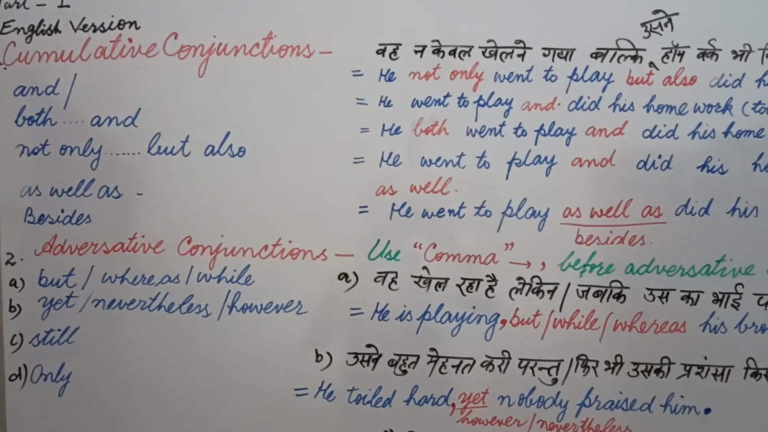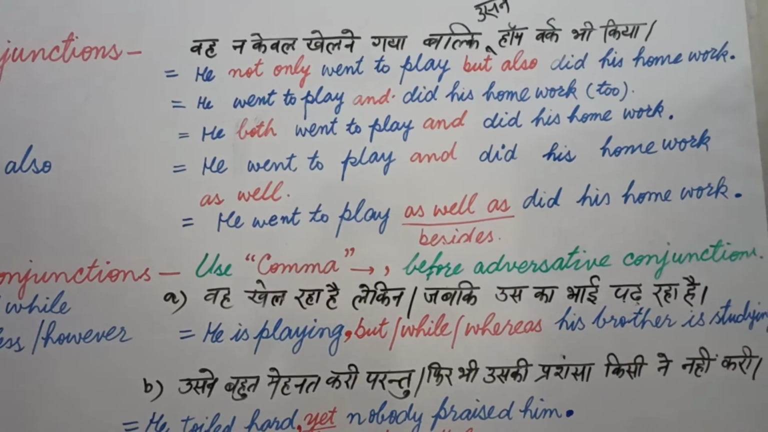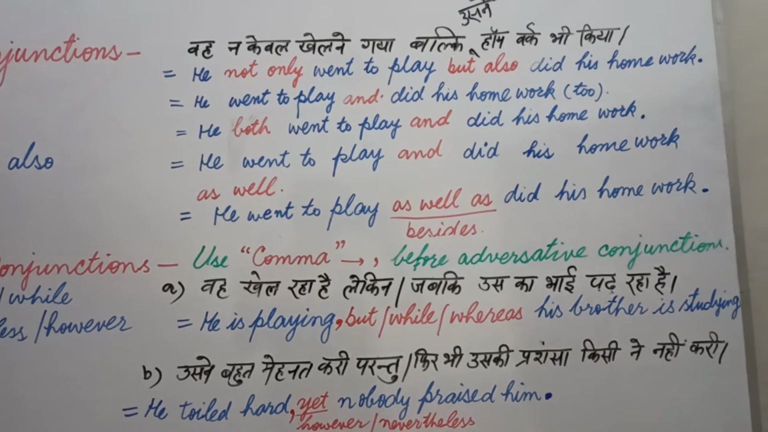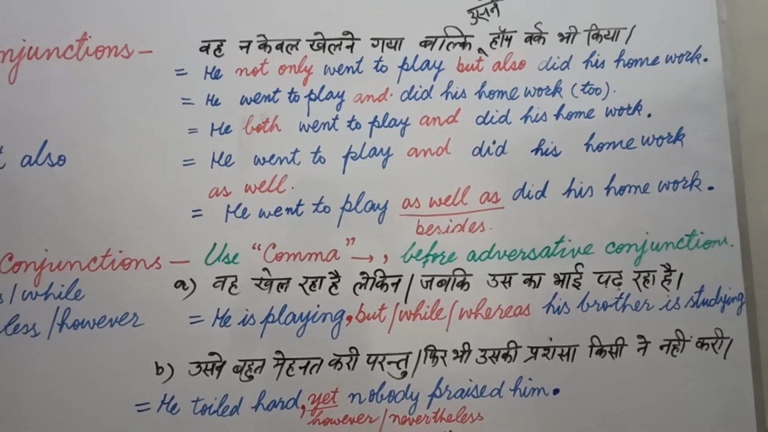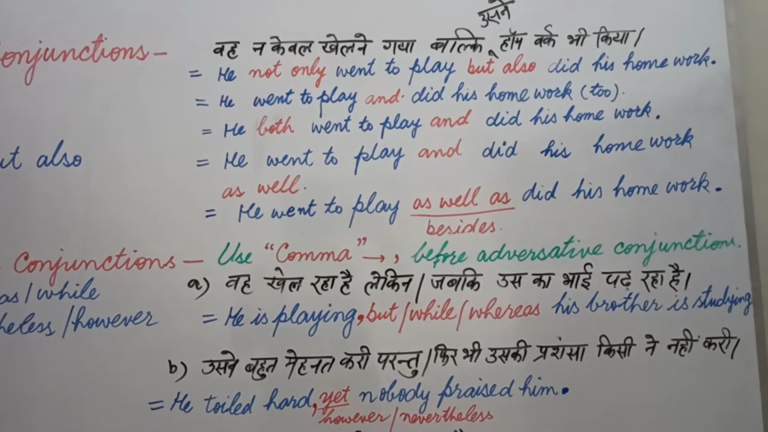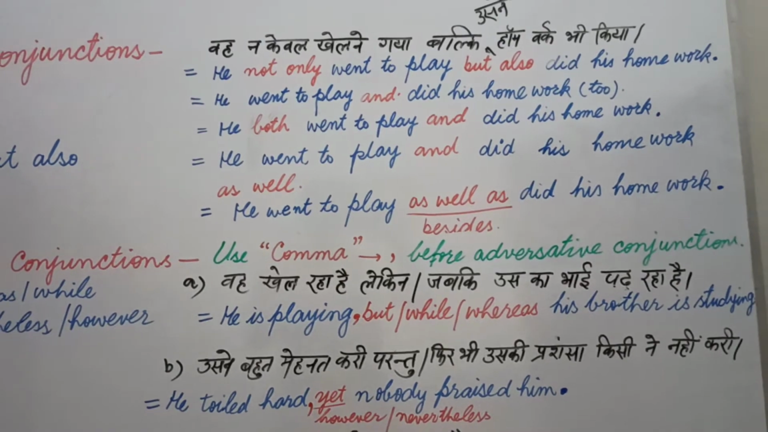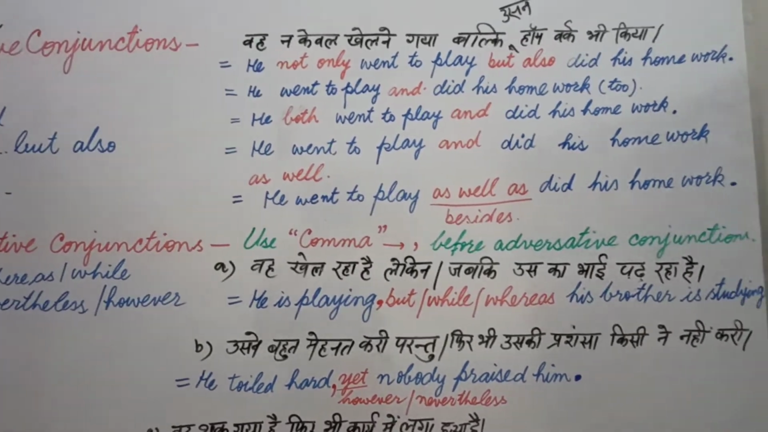Students, the second type of 'and' is both first action and second action. He both went to play and did his homework. This can also be written like this. These sentences are very useful in your synthesis, in your transformation, in your translation, in your spoken, in your writing section. That's why it's very important to learn all this.